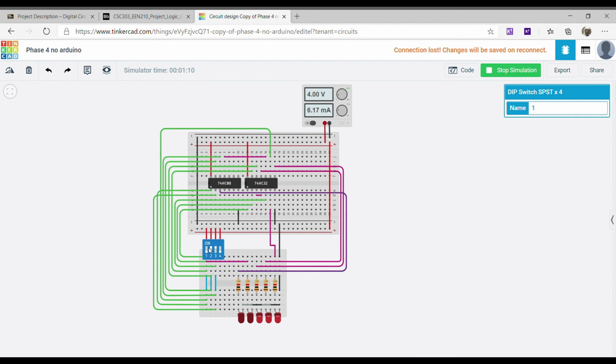As I said, when input A is high, L1 and L2 and L3 and L4 will turn on. Let me check. Is it clearly shown that L1, L2, L3 and L4 are turning on? When both inputs A and C are high, all of the LEDs should be turned on. A and C. It's clearly L1, L2, L3, L4, L4 is high. That was our explanation of the Multisim and Tinkercad. Thank you.